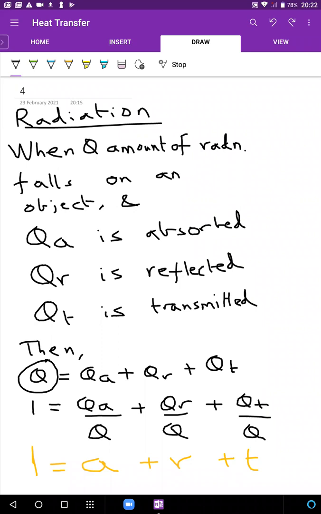ठीक है. अब कोई पूछ रहा है what if Q is 0? If Q is 0, nobody is going to sit and talk about A, R, and T. ठीक है. But as such, A, R, and T depend on the material and they are in a way defined when some energy is falling. So because they depend on the object, how do you measure the A, R, and T for an object? You will typically send some amount of energy. You will see how much energy is absorbed, how much is reflected, how much is transmitted. बहुत simple सा idea है.